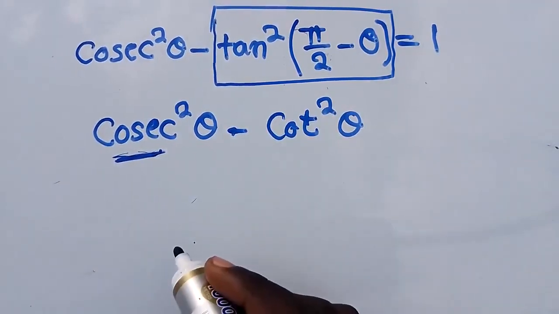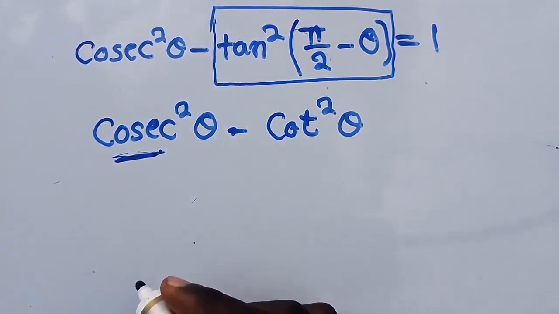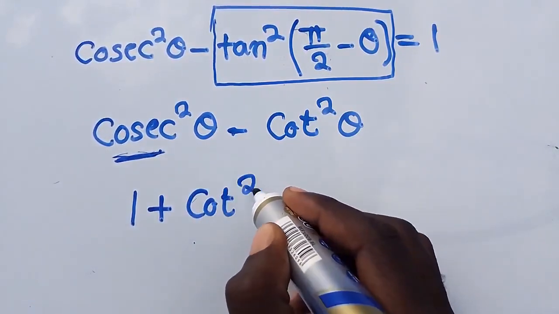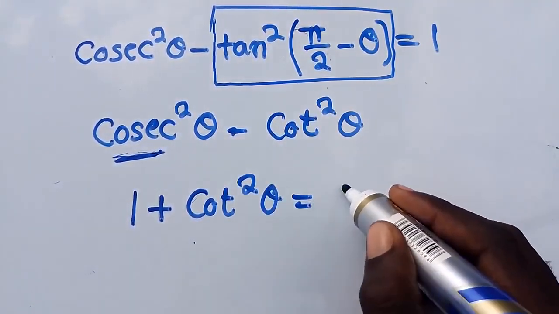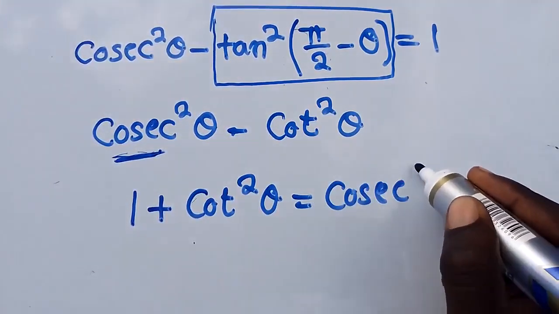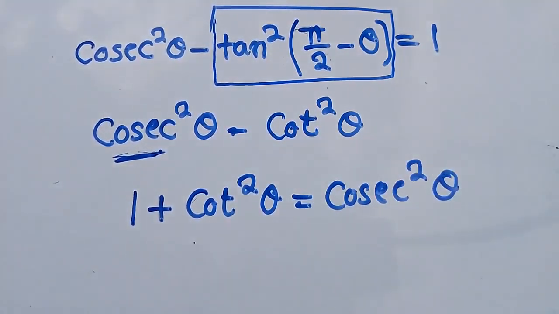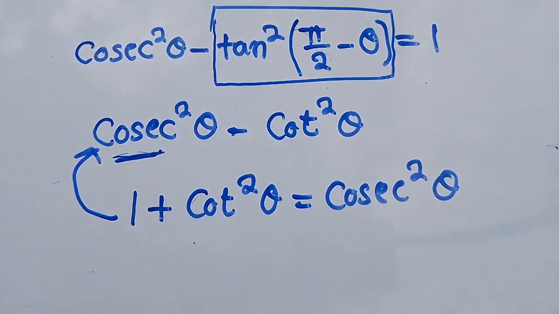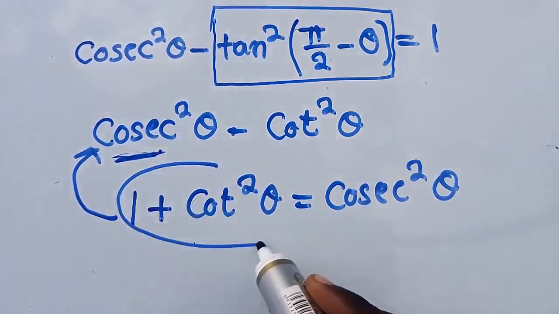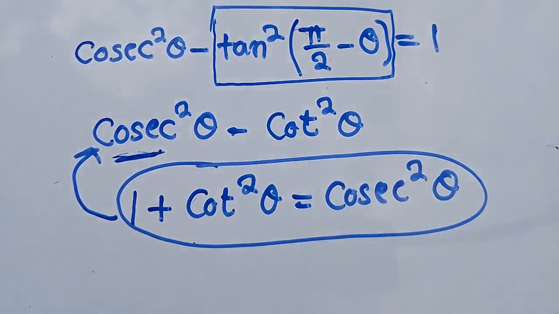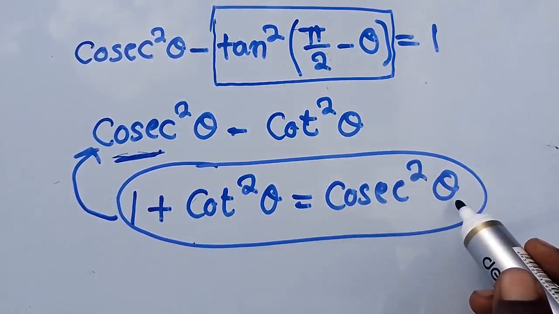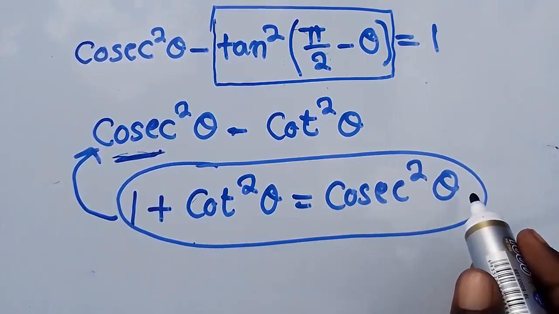When you reach here, this is what you need to know and understand. We've got 1 plus cot squared theta is equal to cosec squared theta. This is the identity that you are supposed to know. I just want to make you understand this before I proceed. 1 plus cot squared theta is equal to cosec squared theta.